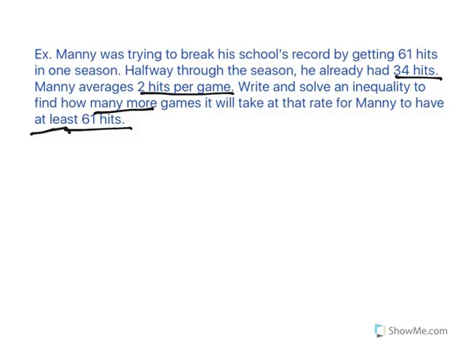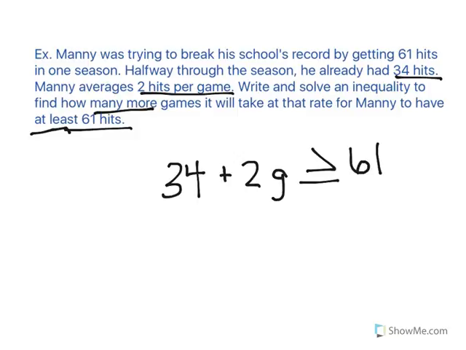All right, so I'm going to set up my inequality. He already has 34 hits, and he averages 2 per game. We want to set that up. That has to be greater than or equal to 61 hits, because we have to figure out how many more games it's going to take. So we have our inequality set up, and now I just have to solve for g, my games. He already has 34 hits, he averages 2 hits per game, and that has to be greater than or equal to 61 hits. Okay, so I'm going to solve for g.